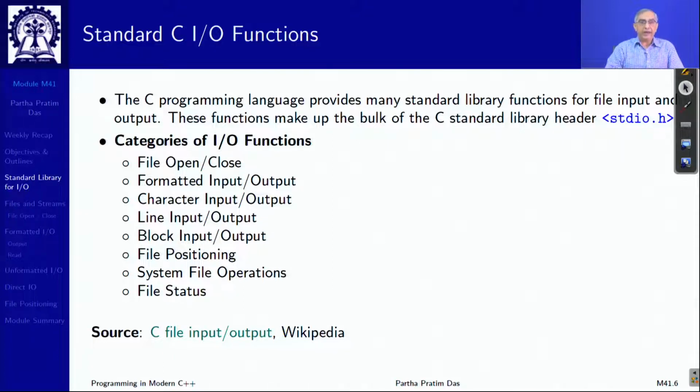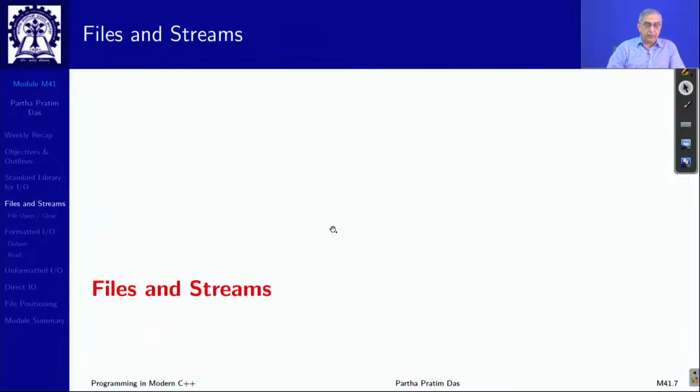It provides many functions, and the functions can be broadly categorized in terms of opening and closing files, formatted as well as unformatted input output, block input output, file positioning, checking of file status, system file operations, and so on. There is a long list, and we will discuss some of the representative functions here, which are more commonly used in regular programming. So, the first thing we introduce here is what is a file and what is a stream.